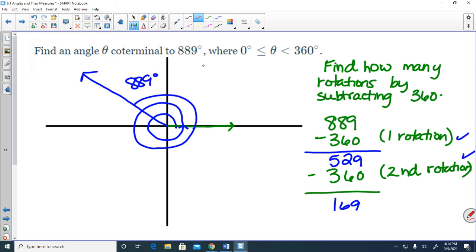Well, the directions say find an angle from 0 to 360. Oh, look, that's what I have right here. That's coterminal to 889. Well, I would be in the same place if I just start here and draw a 169 degree angle. There. So the angle that's coterminal to 889, that's also between 0 and 360, is 169 degrees. Now, there are infinitely many coterminal angles to 889 because I could keep going around in the circle or I could go the other direction. But I'm being specifically asked for the one that's between 0 and 360.